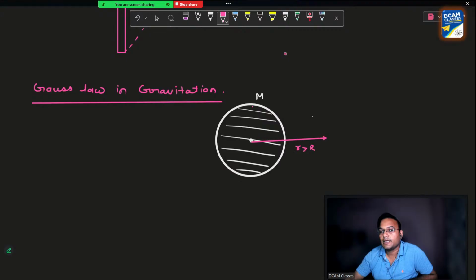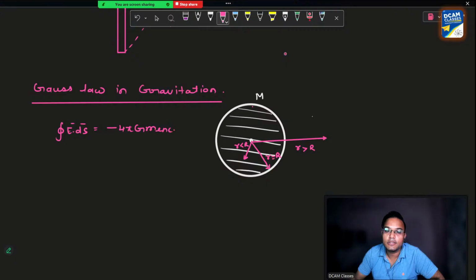R greater than capital R. The other point is this: R is equal to capital R. The other point is inside. Okay. Now how do we do it? How do we apply Gauss's law? The statement is: the integral of E dot dS is equal to minus 4 pi G into M enclosed.